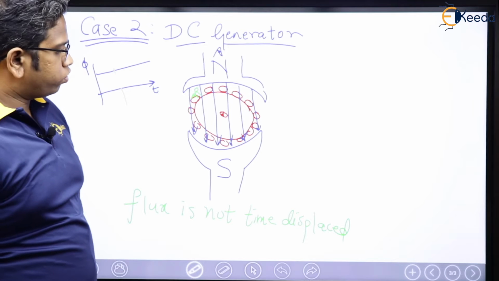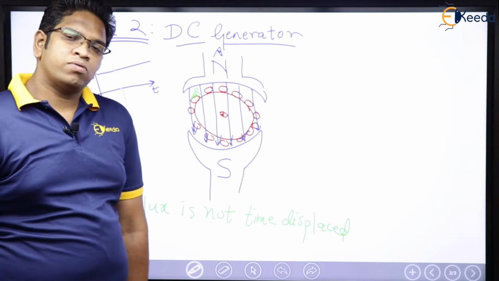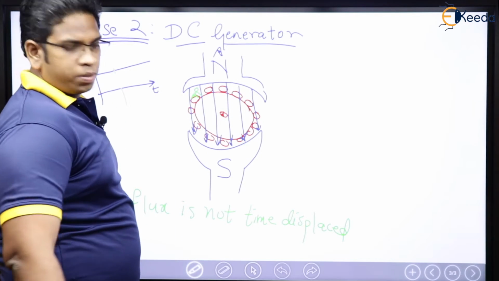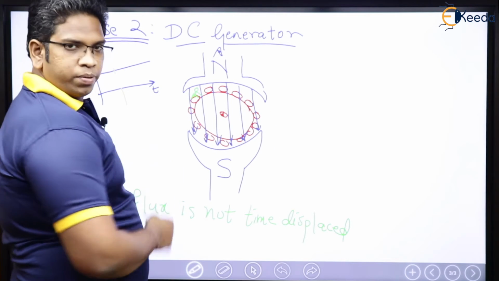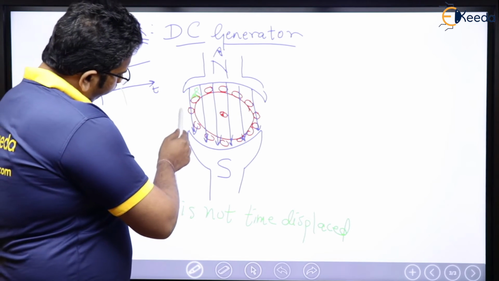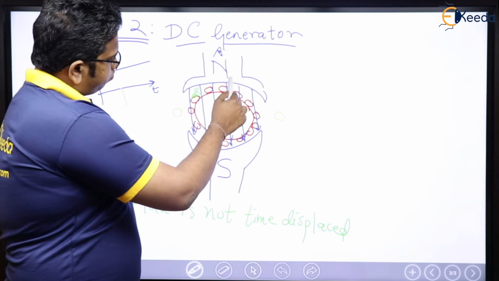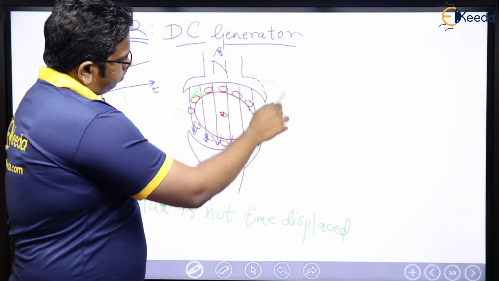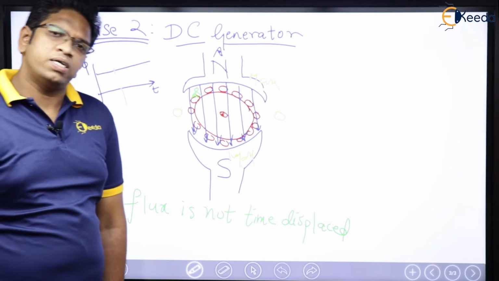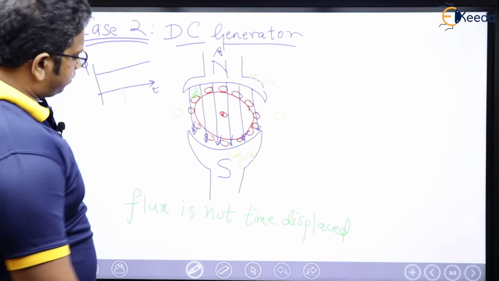Some students will say no, some will say yes. What is the right answer? I am saying that here flux will be positive maximum, here flux will be 0, here flux will be negative maximum, and here flux will be again 0. You will say, but sir, how are you saying that flux here is 0, and here it is maximum? You didn't understand anything. For this, let me teach you something called space distribution. Let us see.